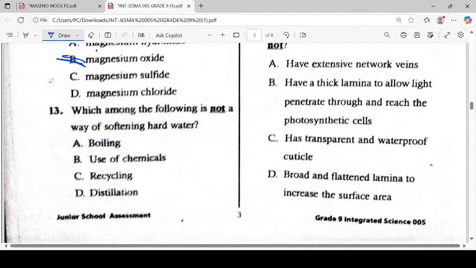Which among the following is not a way of softening hard water? Boiling, yes, it's a way. Use of chemicals, we can use chemicals like so many. Distillation. So the one that's not a method of softening hard water here is recycling. Recycling is not a method of softening hard water.